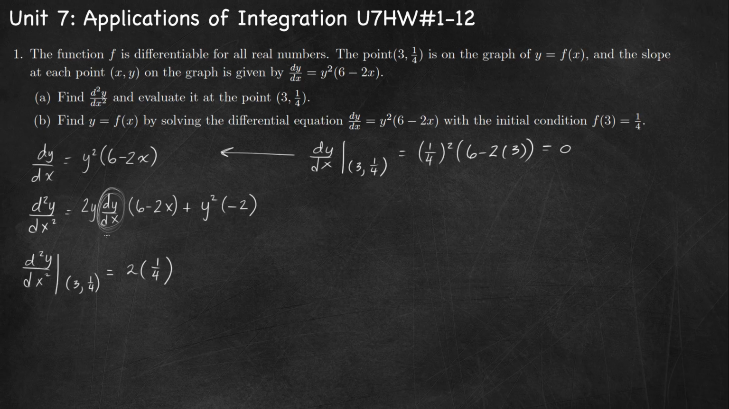So let's go back here. We're evaluating the second derivative. So I have 2 times the y coordinate times dy/dx, which is 0, times 6 minus 2x, doesn't even matter what that is because this whole term is just going to be 0. But 6 minus 2 times 3, if I want to be thorough, oh, and there we have 0 again. So that whole thing right there is 0, plus y squared, so 1/4 squared is 1 over 16, times -2, which gives me, in the end, just -1/8.